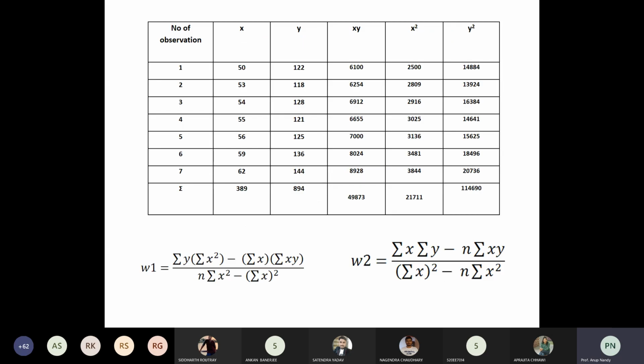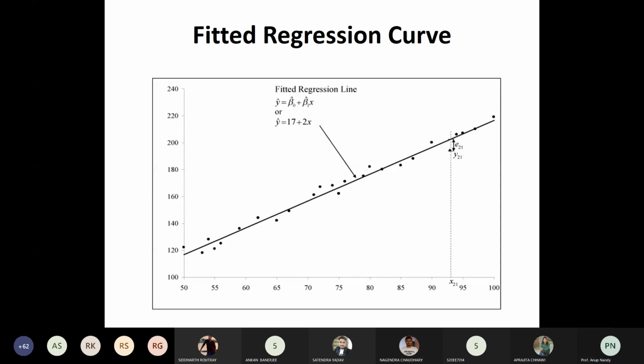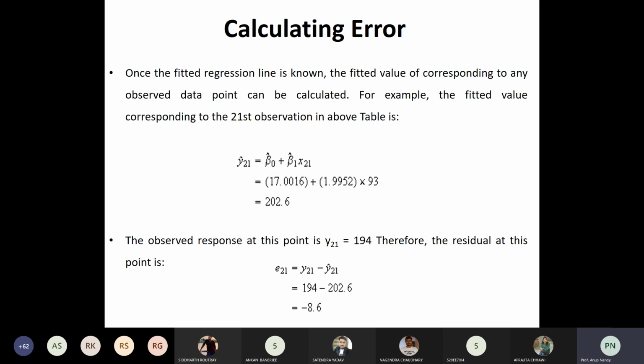Okay, now you see what is the value of x21. Suppose these values are 93 and 194. For the 93 value, 194 is actual. Now we'll see x21 and you have to compute. Okay, how do you go? Now the next step is how do you compute it? Once the fitted regression line is known to you, because you know the values of b0 and b1, obviously you are going to fit the regression line.